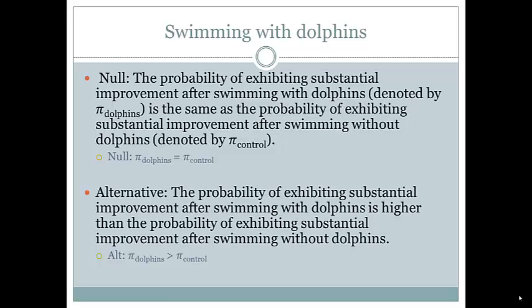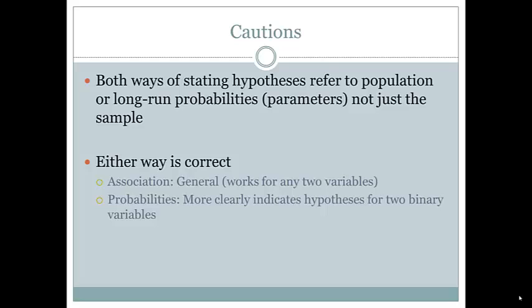If we use the Greek letter pi to represent these long-run probabilities, the null hypothesis says that pi, when you swim with dolphins, is the same as pi in the control group. The alternative hypothesis says that the probability of improvement is greater when you swim with dolphins as compared to the control group. You can see that stated here: pi swimming with dolphins is greater than pi in the control group. A couple of words of caution.